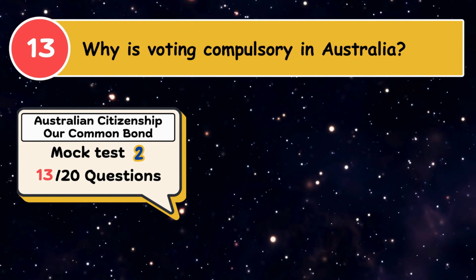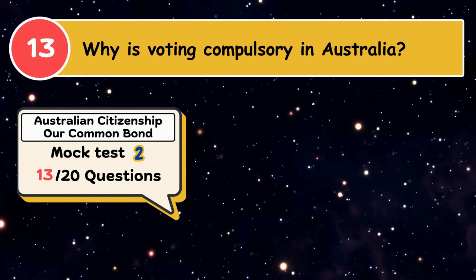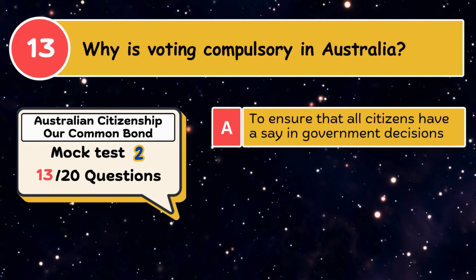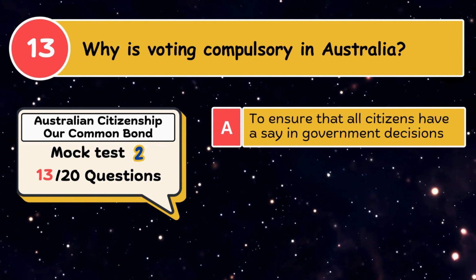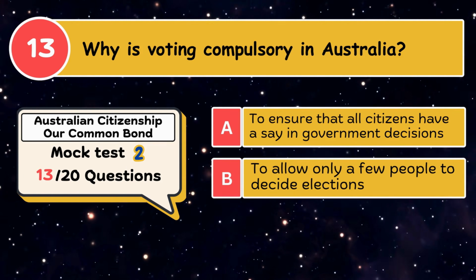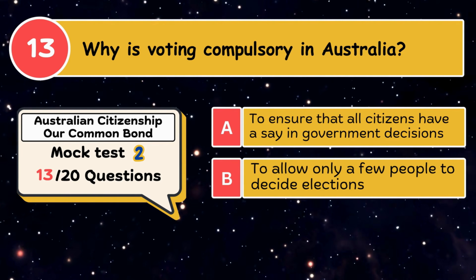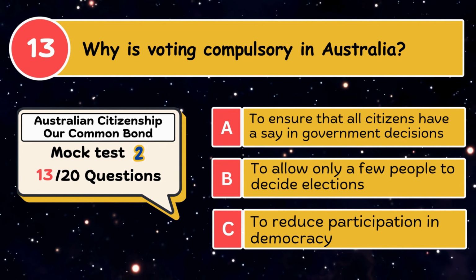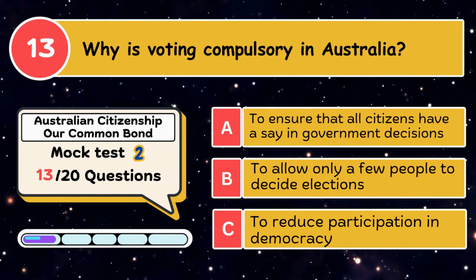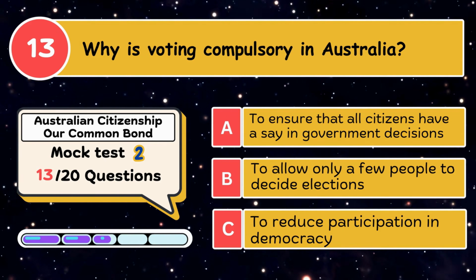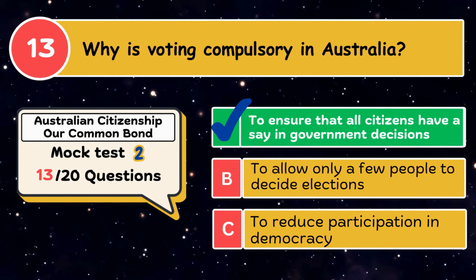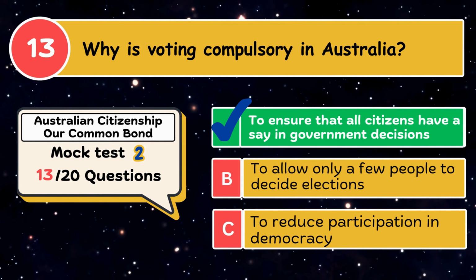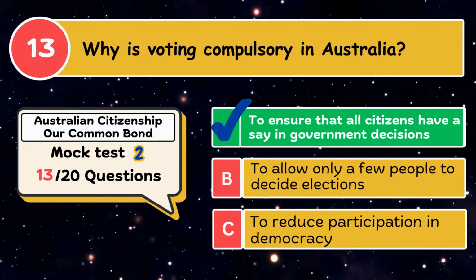Why is voting compulsory in Australia? A. To ensure that all citizens have a say in government decisions. B. To allow only a few people to decide elections. C. To reduce participation in democracy. The correct answer is to ensure that all citizens have a say in government decisions.